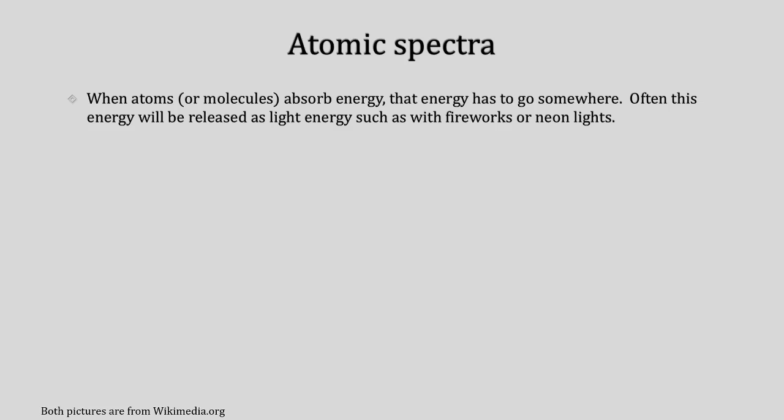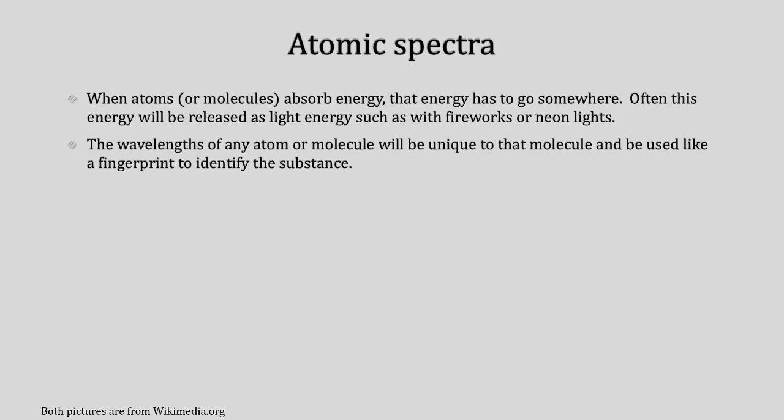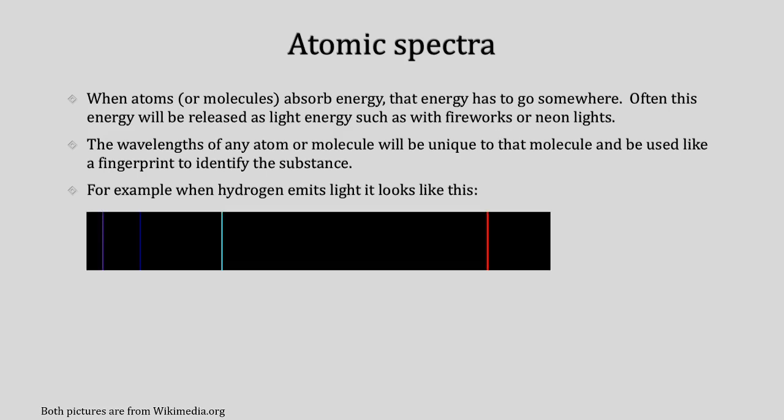This energy that it absorbed will often be released as light energy. Common examples you may have seen are fireworks or neon lights. The wavelengths released by any atom or molecule are unique to that atom or molecule, and they're used like a fingerprint to identify the substance. For example, hydrogen emits light that looks like this. It's got 4 distinct lines.